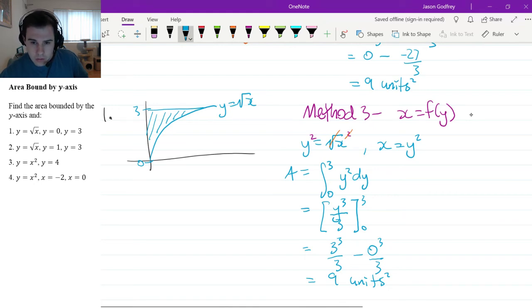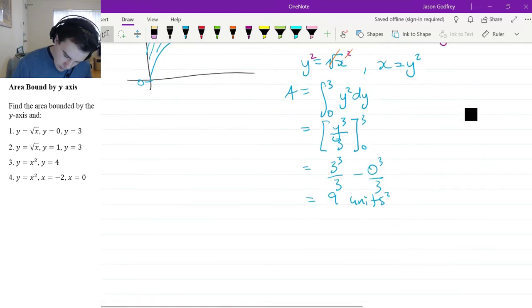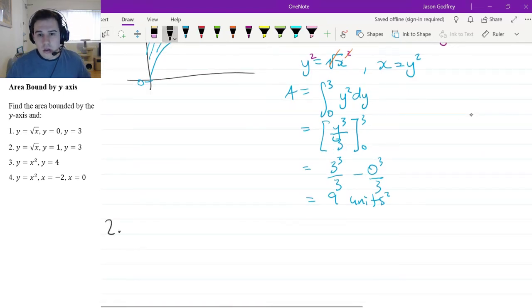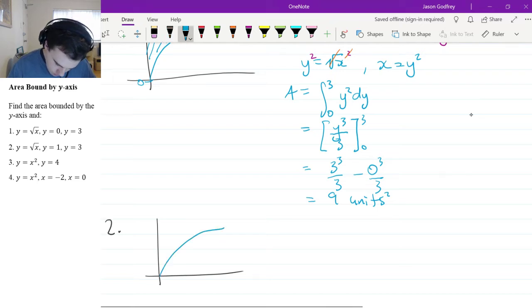So let's do question 2 now. We've got y equals root x, which is again the same equation. But this time it's not from 0, it's from 1 to 3.